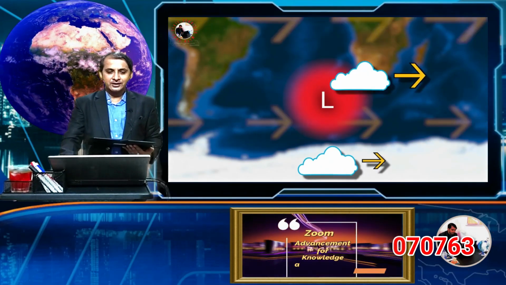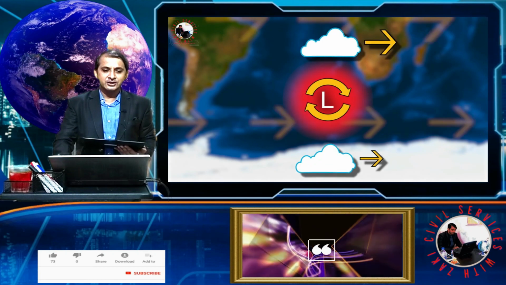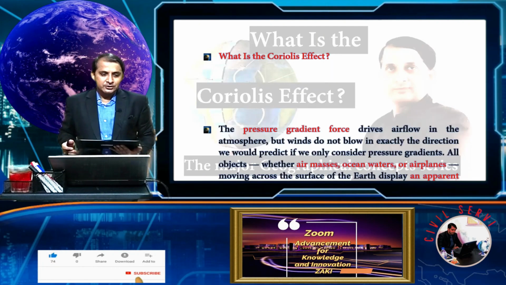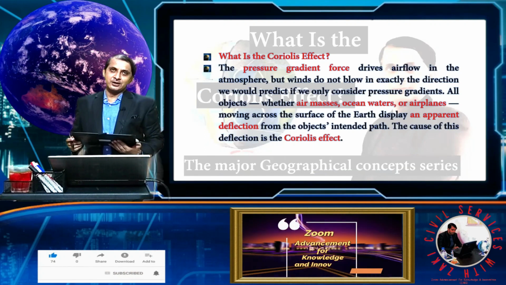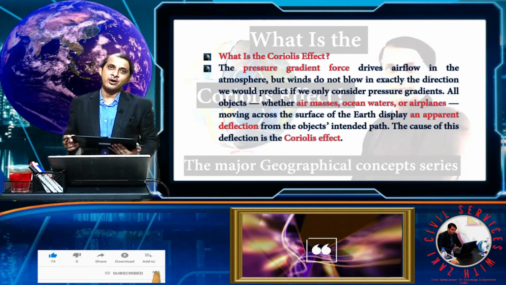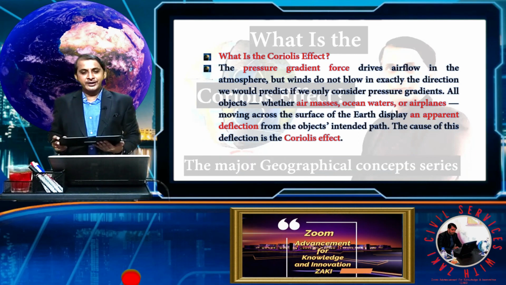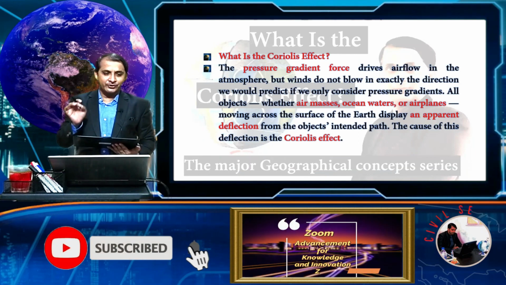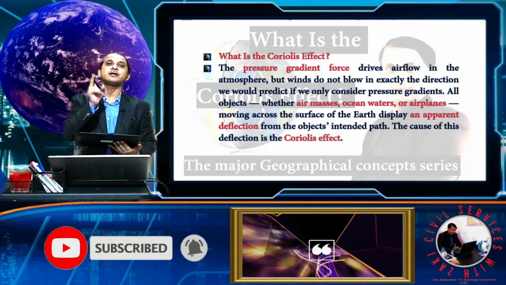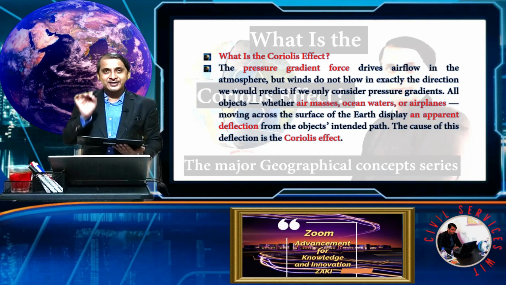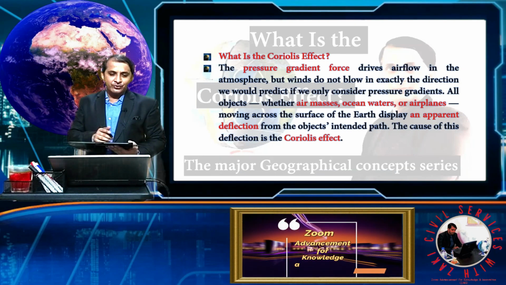So let's move forward and see what is the Coriolis effect. As you know, as we discussed the pressure gradient force in our previous video, air drives airflow in the atmosphere due to the pressure gradient force. But wind does not blow exactly in the direction we would predict.